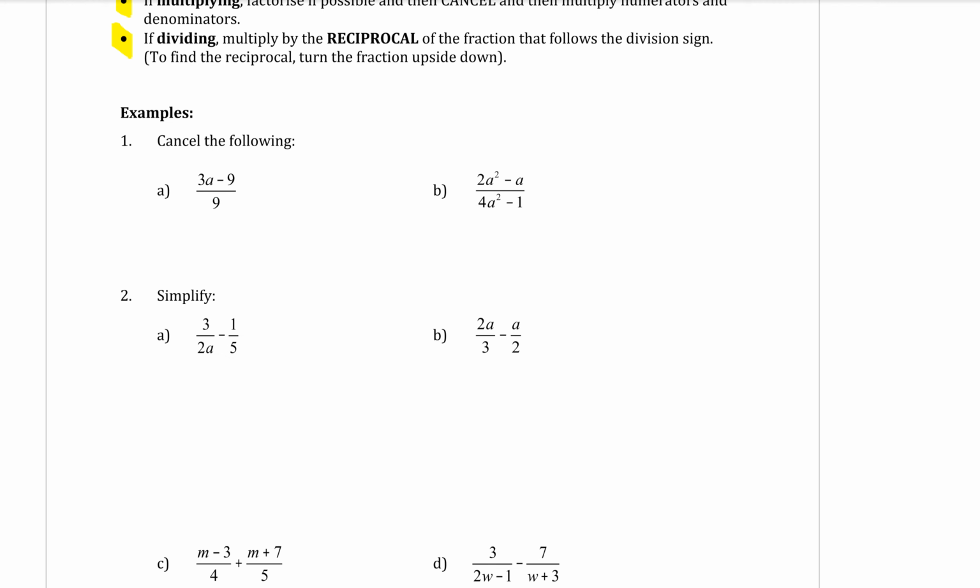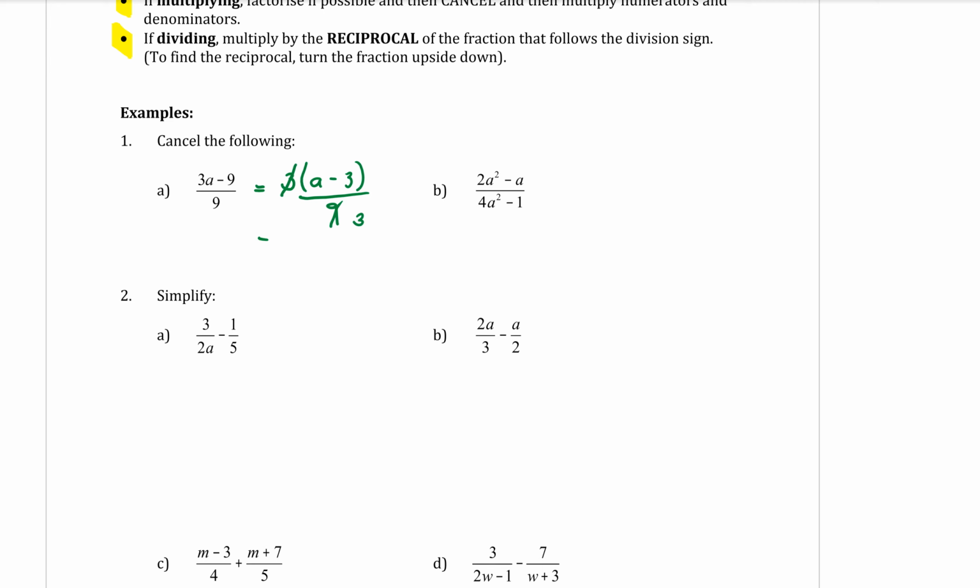On the top, I have a factor of 3 that can come out of both of those terms, leaving a minus 3 inside the brackets over 9. Make sure your a's and 9s look different. Then I can cancel the 3 that is out the front. Only that one that's been brought out the front can be cancelled with the 9 on the bottom. Dividing by 3, 9 divided by 3 is 3.